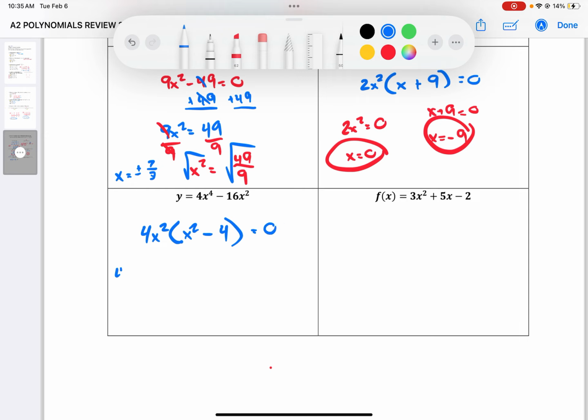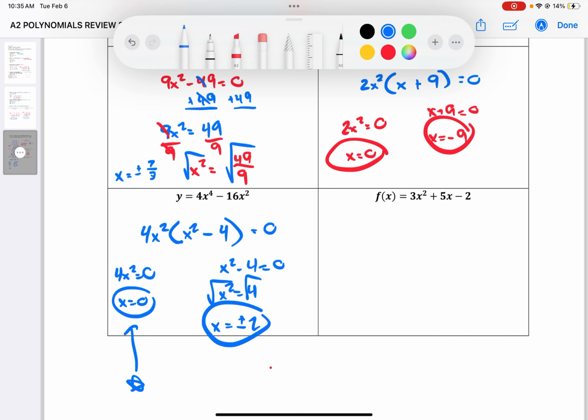So what do I have here? I have 4x squared equals 0, which only happens when x is 0. So there's that solution. Do not forget this solution. Then I have x squared minus 4 equals 0, which of course you can do with difference of squares, but you can also just solve it, right? Add 4 to both sides. Take its square root, plus or minus 2.